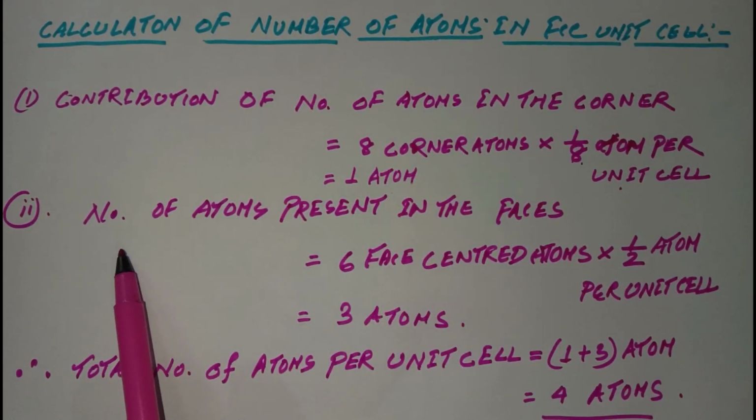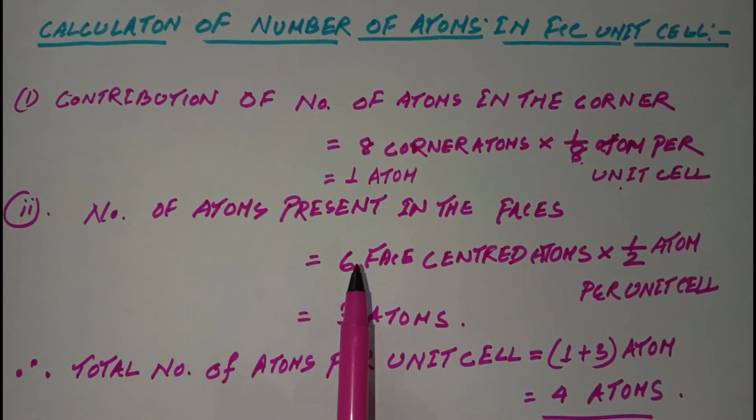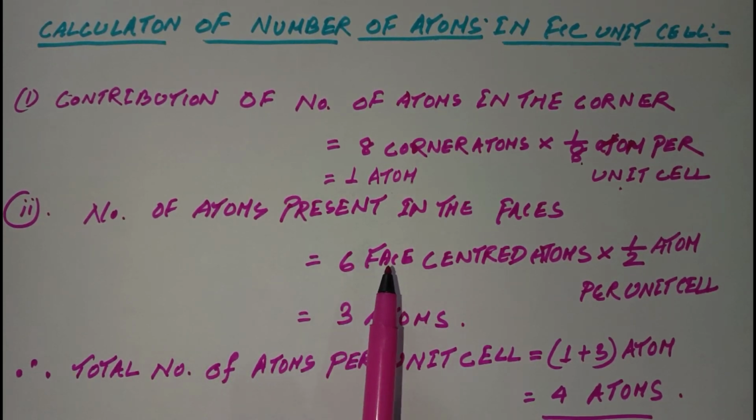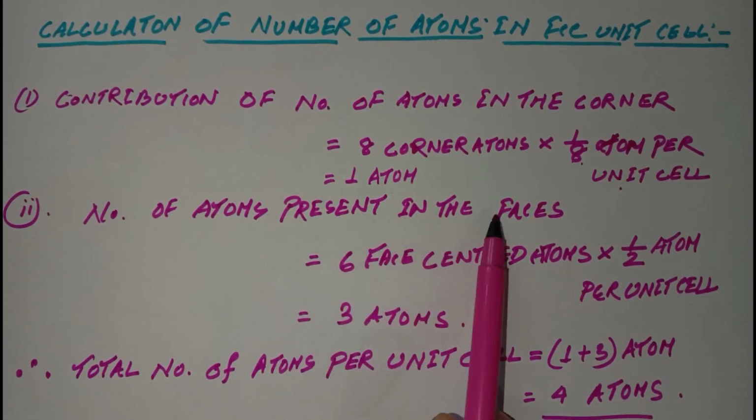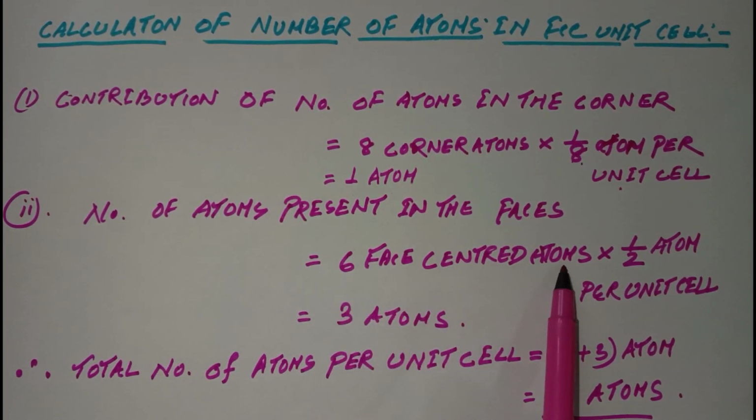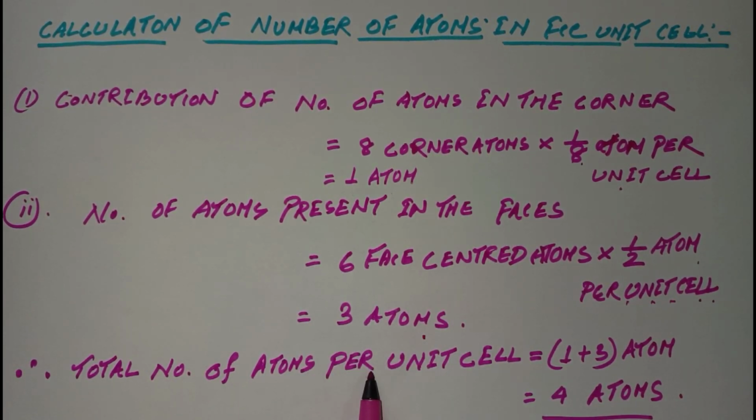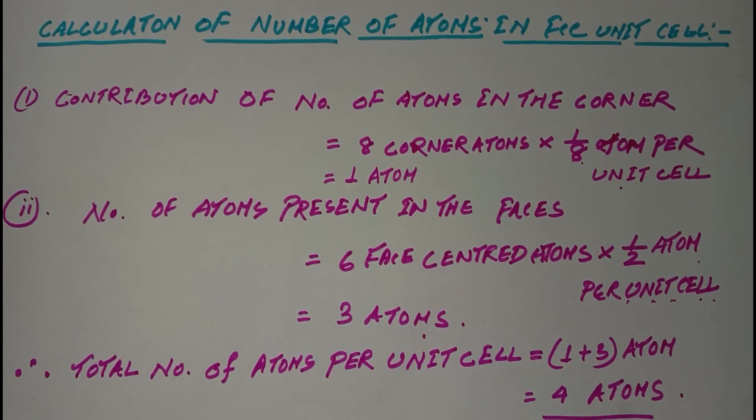Next, as each atom at the face center is shared between 2 adjacent unit cells, the number of atoms present in the faces is equal to 6 face-centered atoms into half atom per unit cell, that is equal to 3 atoms. Therefore, the total number of atoms per unit cell is equal to 1 plus 3 atoms, that is equal to 4 atoms.